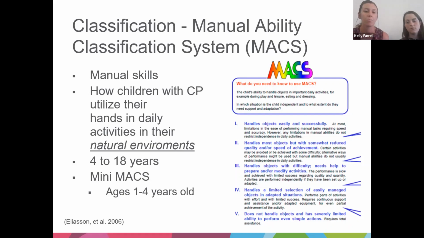At level 1, they're handling the objects easily and successfully. At levels 2, 3, and 4, we're looking at how there might be limited quality, or it might take them longer, or they might need someone to put the object in their hand and then they can manipulate it. At level 5, they're not using it or have severe limitations. It's also really important when we're looking at the MACS to consider their vision and cognition, because that's going to impact their level as well.